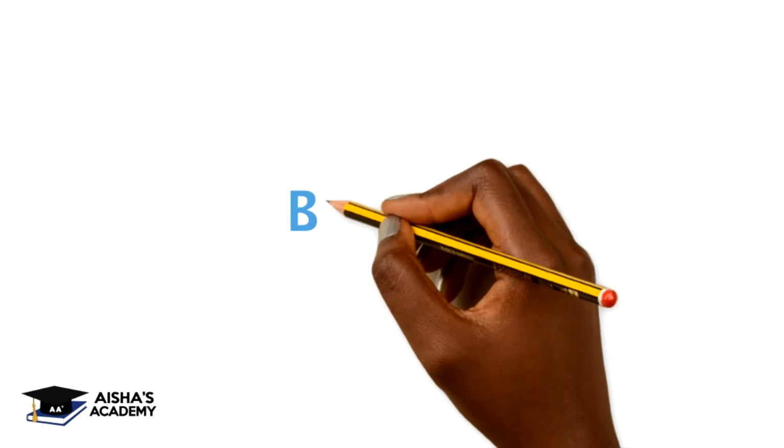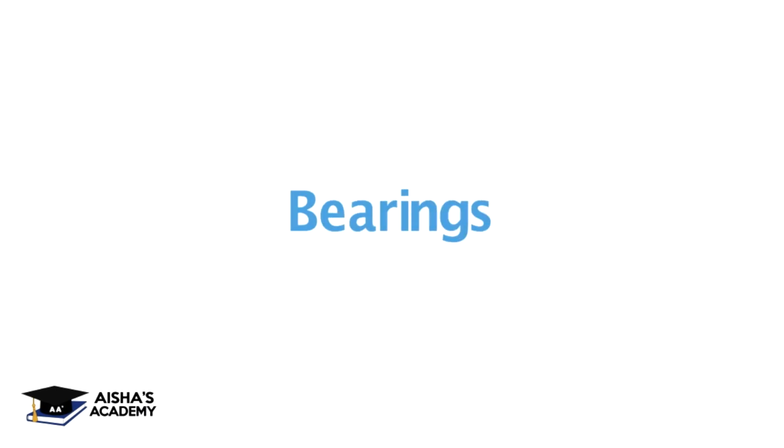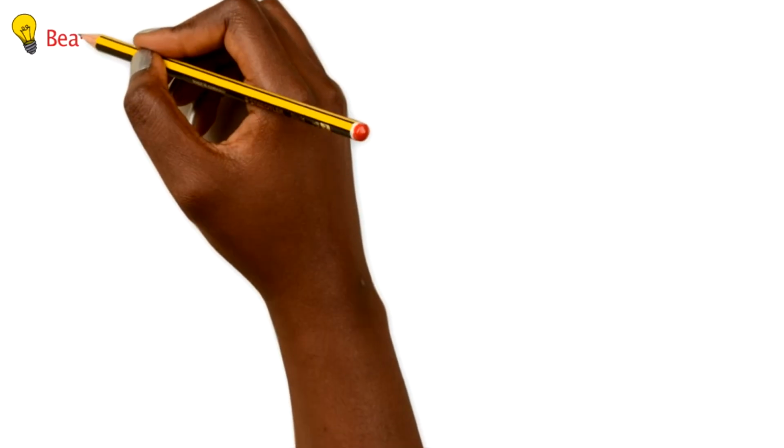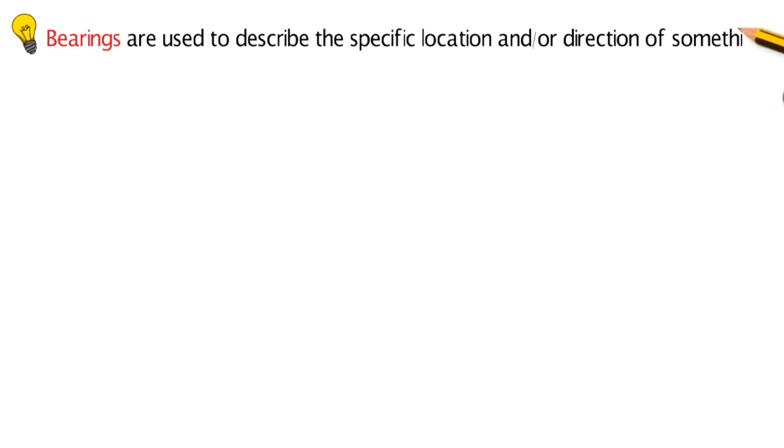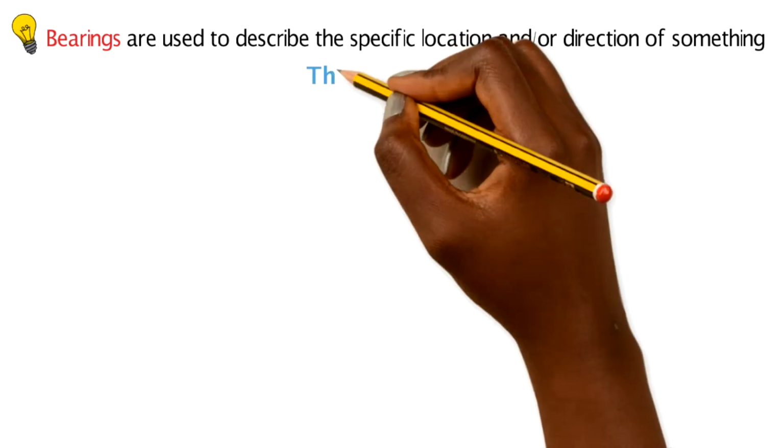In today's video, we're going to go through bearings. So, bearing that in mind, sorry, I just really had to pull that up. Bearings are basically used to describe the specific location and/or the direction of something.